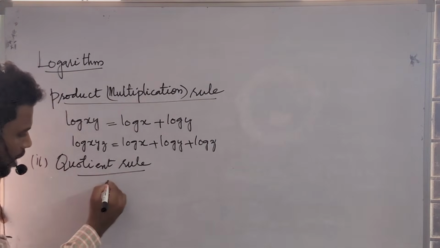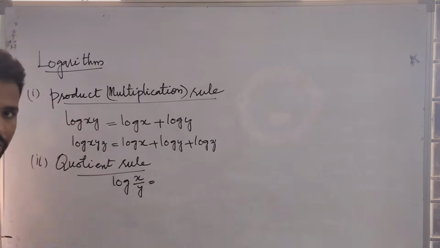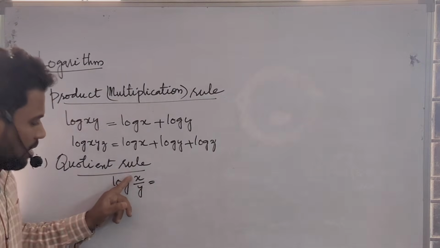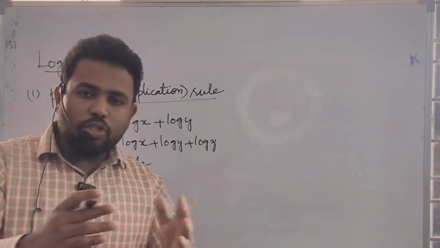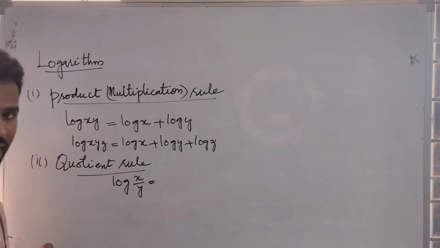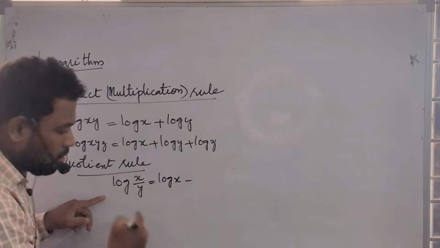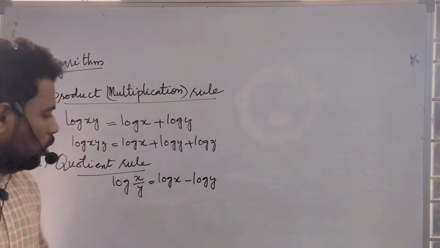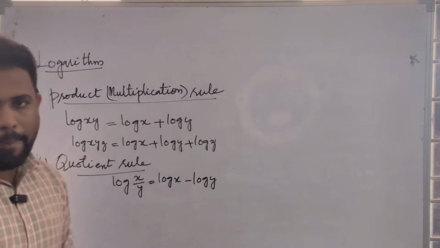So what is it doing here? Check here. This is log x by y. Now if we observe, x and y are getting divided here. So when the terms are getting divided, here also we can expand the log by writing minus in the middle. Let us check how. So this is log x minus log y. So here log expanded into 2 terms with the help of the minus sign.